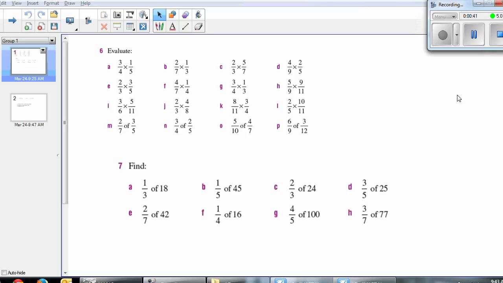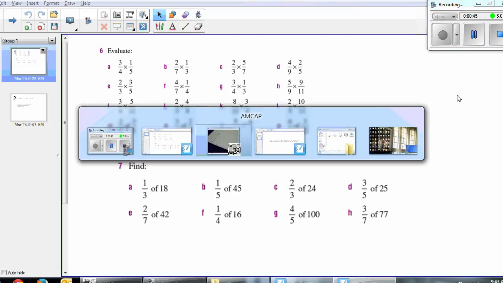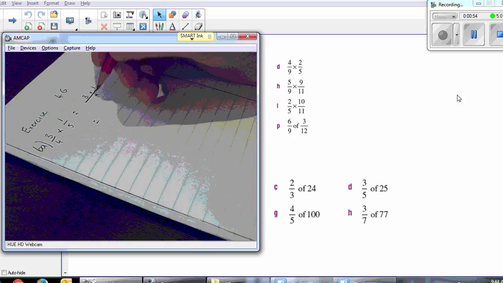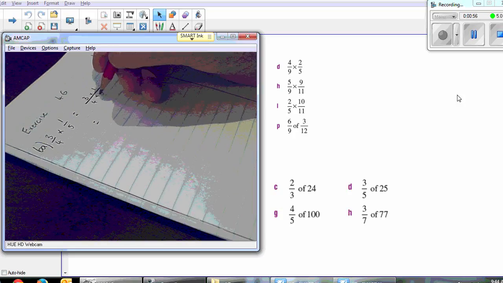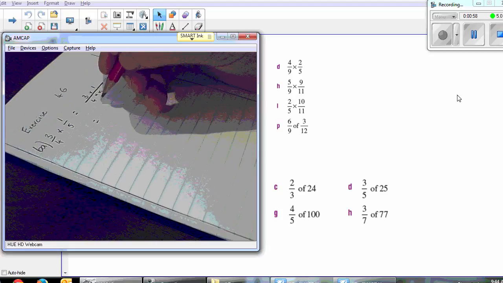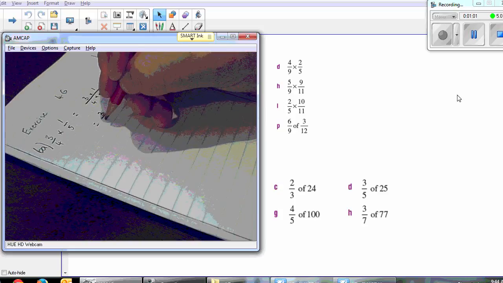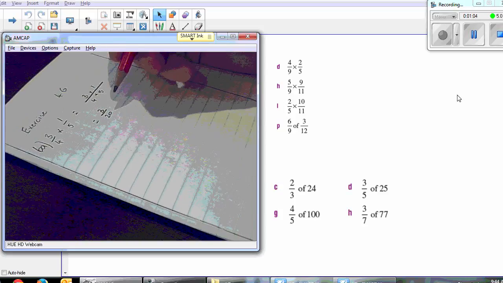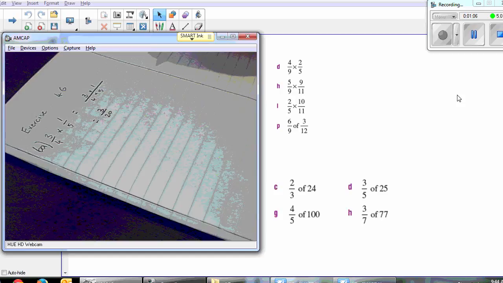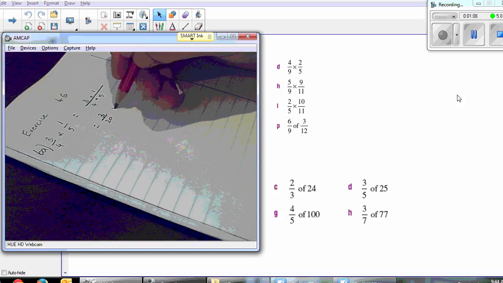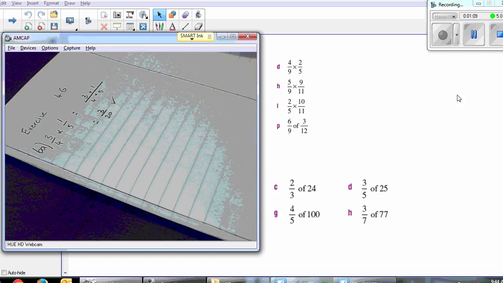So we're going to have a look at 6a, all right? And 6a looks like this. 3/4 times 1/5, okay? Like I said before, we can just do straight across multiplication here. So 3 times 1 is 3, and 4 times 5 is 20. Now, in this instance, that's simplified. We can't simplify that anymore. So that's your answer. All right, so very, very straightforward stuff.